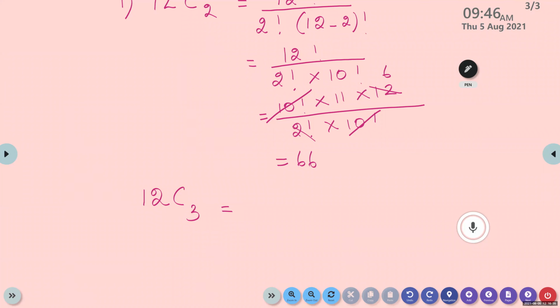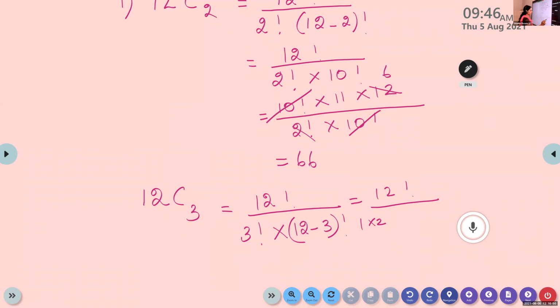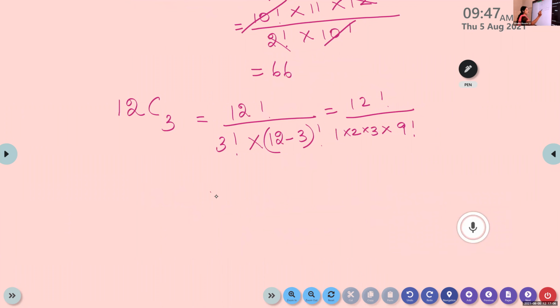12 factorial by 3 factorial into 12 minus 3 factorial, isn't it? So 12 factorial by 3 factorial means 1 into 2 into 3, into 12 minus 3 means it is 9 factorial. Now what we have to do? The bigger one should be expressed in terms of smaller one. So what about 12 factorial?